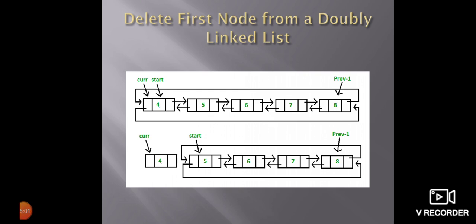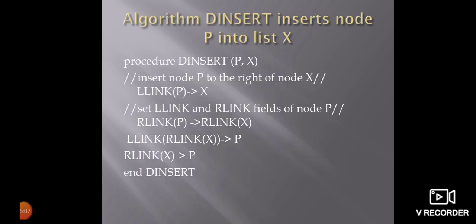whatever I told you, if you apply it here, it will actually happen in this application. Okay, insert. How will you insert? X is the node you're going to insert. P is the node, which is the address in the linked list. So what happens here is X is equal to L link of P. That is, you're going to insert a new node to the right side of X.